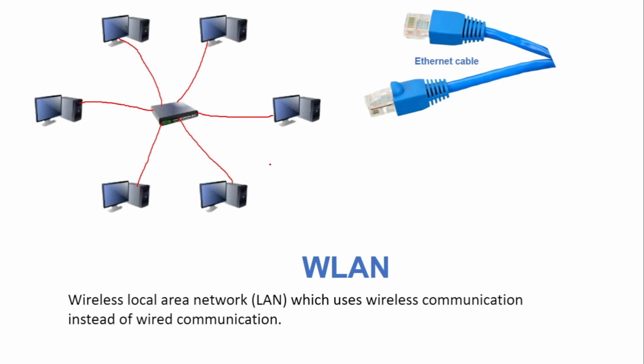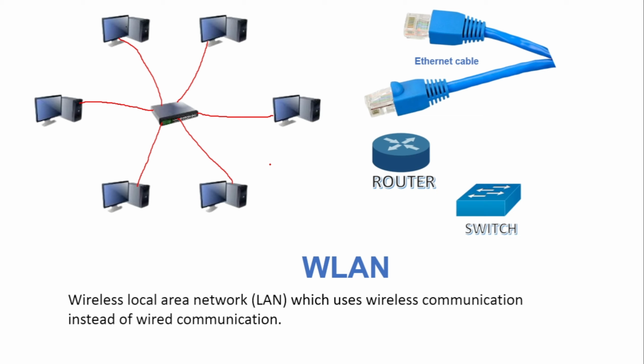We also have something called the WLAN. WLAN, or wireless local area network, uses wireless communication instead of wired communication. Examples of devices we can find in a LAN are the routers, the switches, and the hubs. We also have the access point for the WLAN connections. An access point is a device that transmits wireless connections, so it is used mainly in WLAN communication.